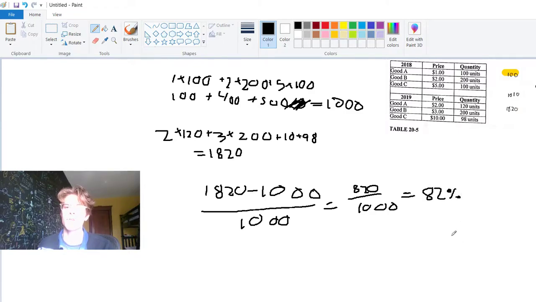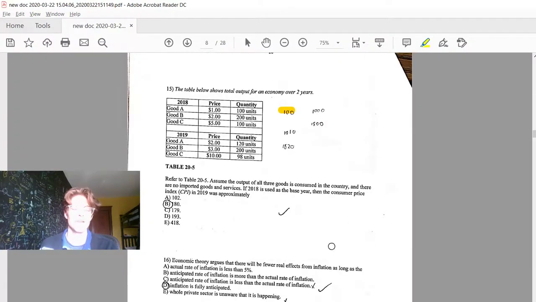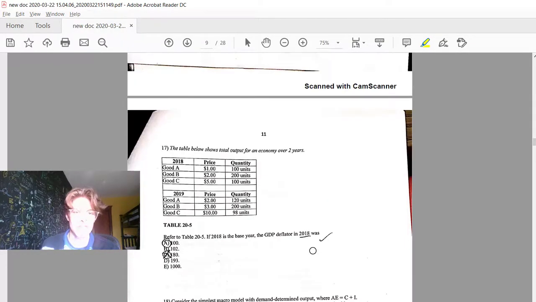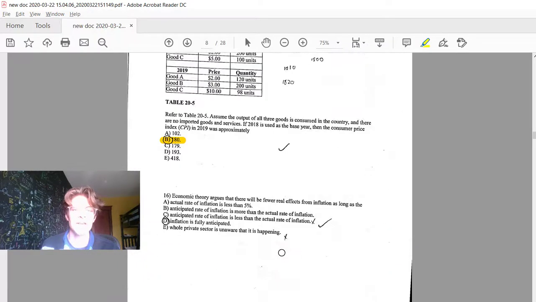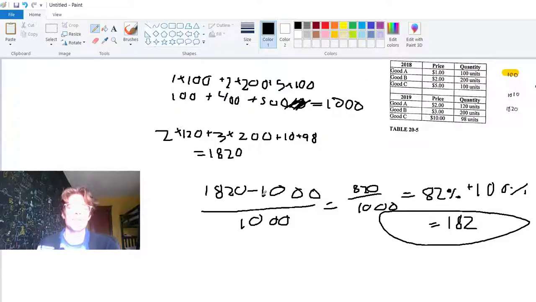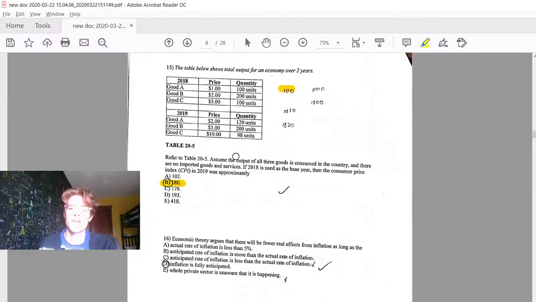So how do we turn that into the deflator? We're going to add that number to 1, pretty much. So we're going to add like 100%, which gives us 182. That's the GDP deflator. Or sorry, that's what the CPI is. The GDP deflator is a little bit different. We'll get to that. So the CPI is 182. Base year was 100, and then it went up by 82%. So it got to 180, or really 182, but it says approximately, so that's okay that it's a bit off.